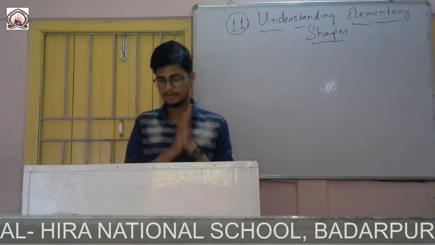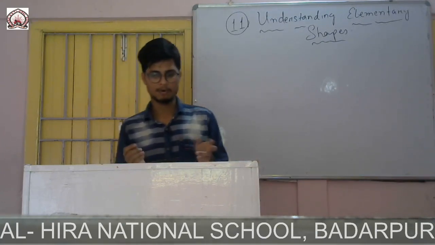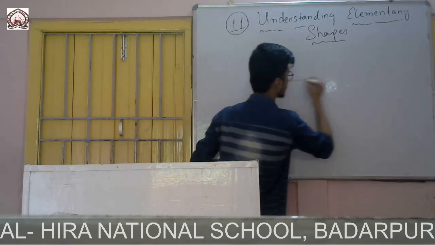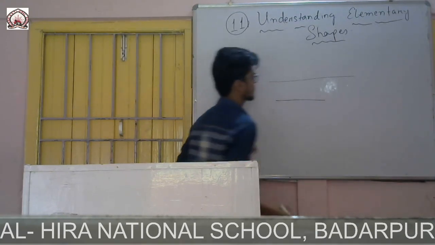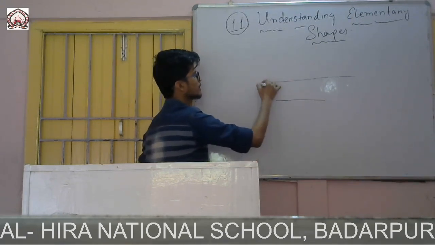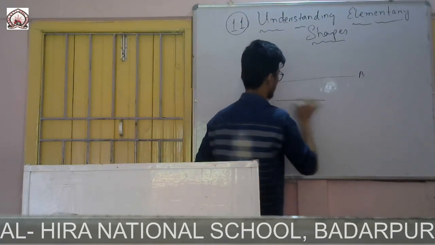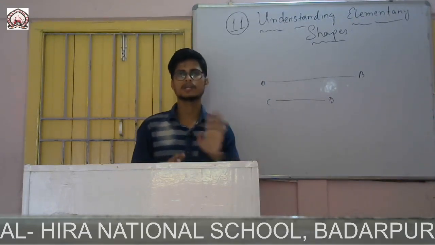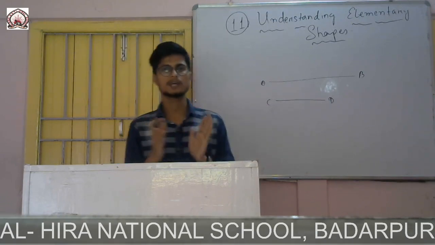For example, if I want to measure a line segment, by comparing also I can understand which one is greater and which one is smaller. If I draw two lines, by seeing also I can understand that the length of this one is greater, and this one is smaller. The length of AB is greater than the length of CD. The first one is comparison by observation.